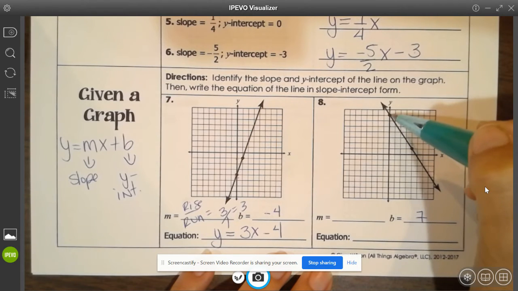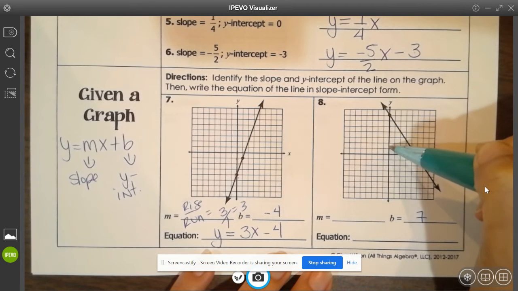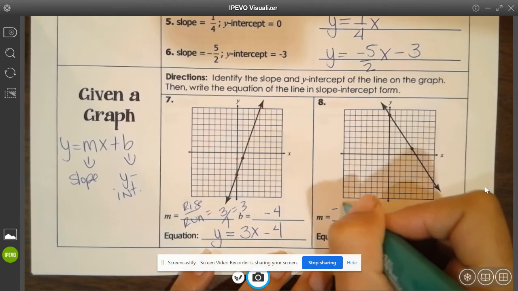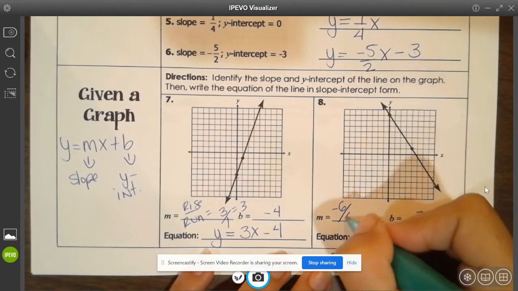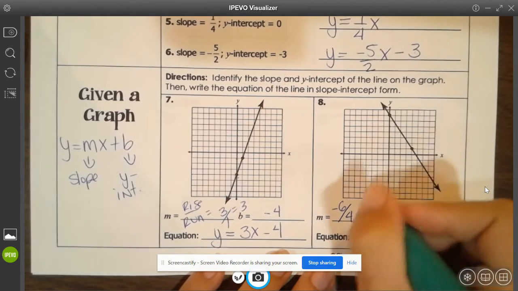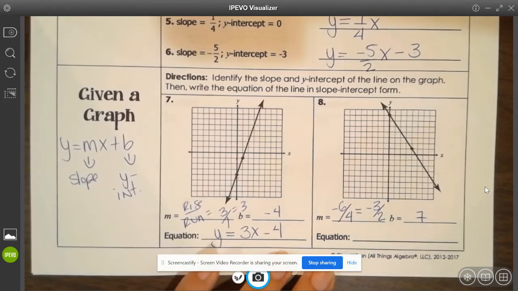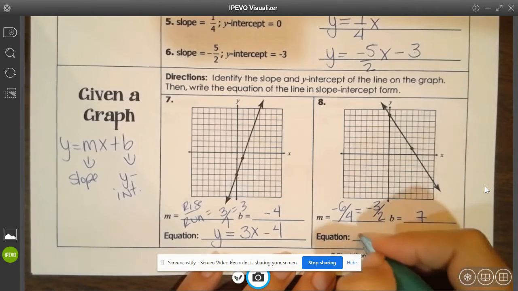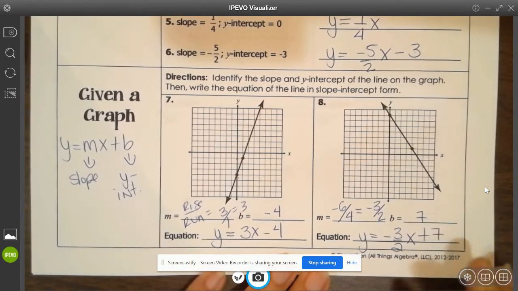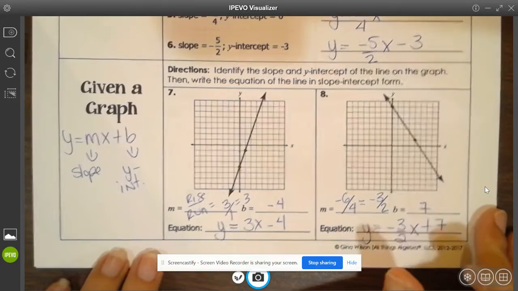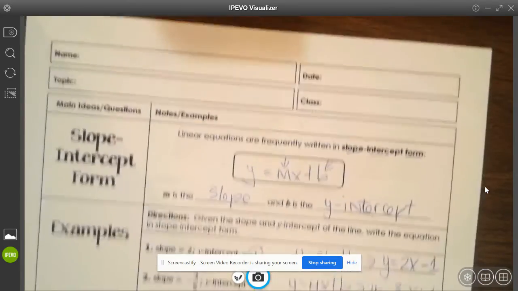This is a negative graph. So we go from here, 1, 2, 3, 4, 5, 6. So 6 down, so that's negative over. From here we go 1, 2, 3, 4. But we have to reduce that fraction. So we get negative 3 over 2, which is divided by 2, you get that. And that is my slope right there. So y equals negative 3 over 2 times x plus 7. And that is my equation. All right, let's do 2 more examples, and then you guys get to work on your work.